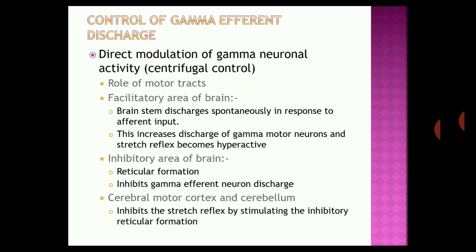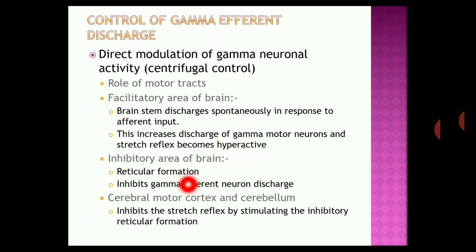Control of gamma efferent discharge. Direct modulation of gamma neuronal activity is known as centrifugal control. So there is a role of motor tracts. Okay, so there is a facilitatory area in the brain. For example, brainstem discharges spontaneously in response to afferent input, and this increases discharge of gamma motor neuron, and the stretch reflex becomes hyperactive. So the facilitatory area basically facilitates the stretch reflex, and it becomes hyperactive.